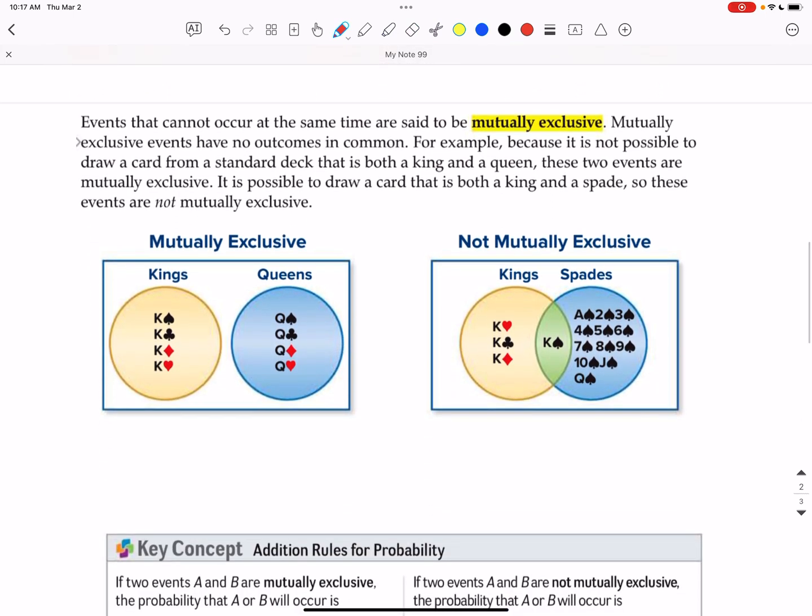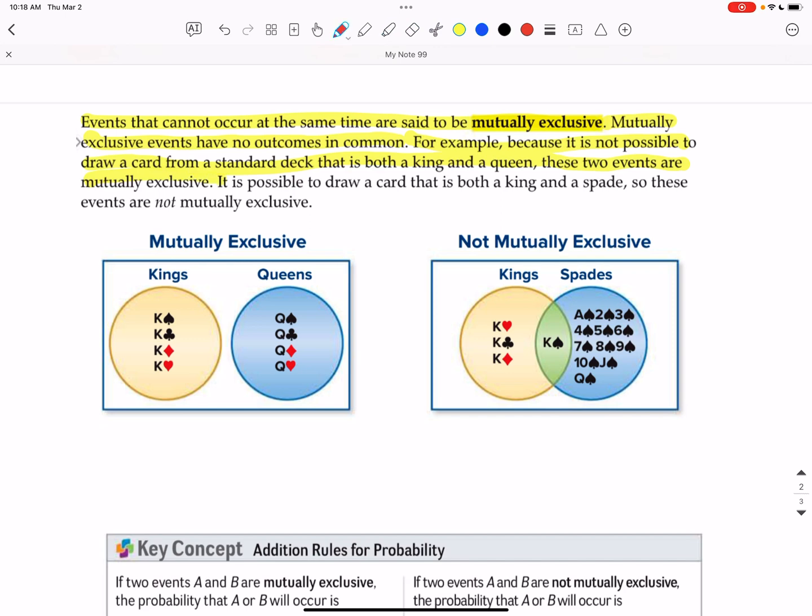Events that cannot occur at the same time are said to be mutually exclusive. Mutually exclusive events do not have any outcomes in common. For example, because it is not possible to draw a card from a standard deck that is both a king and a queen, these two events are mutually exclusive.